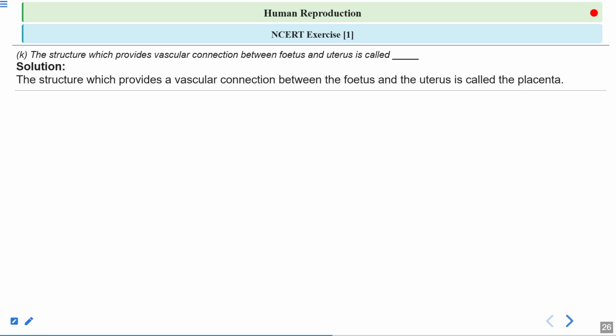Then placenta acts as a protective barrier. It doesn't allow the pathogens to pass and reach the embryo. Then placenta acts as an endocrine tissue. It secretes or produces hormones also. Clear? And placenta is made up of two kinds of tissue, fetal tissue and maternal tissue.